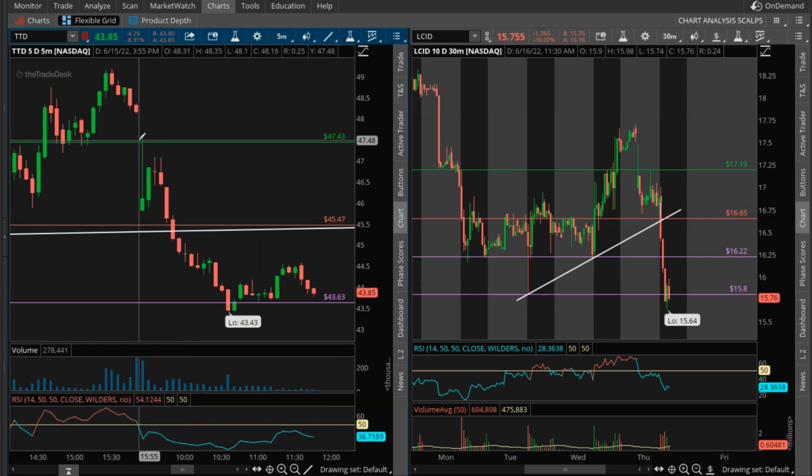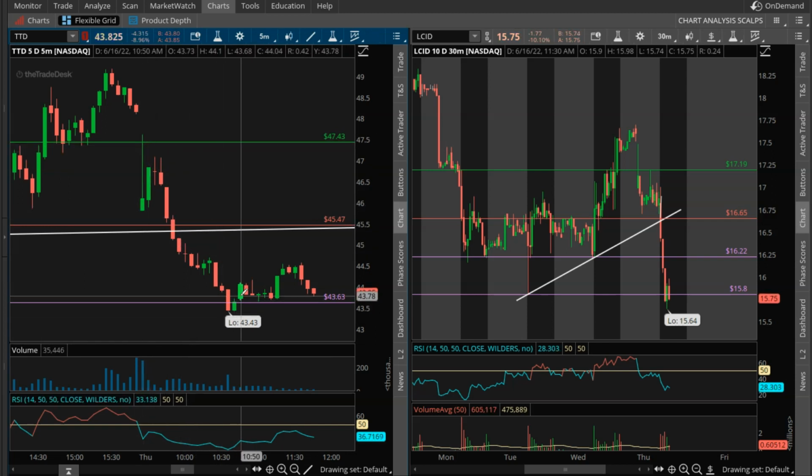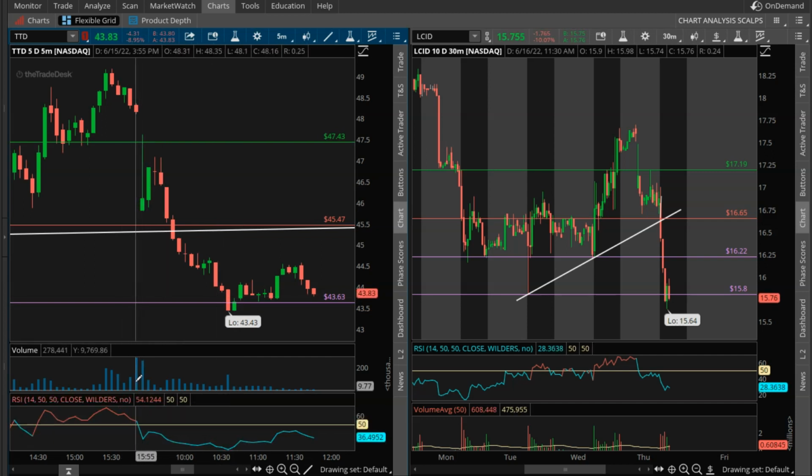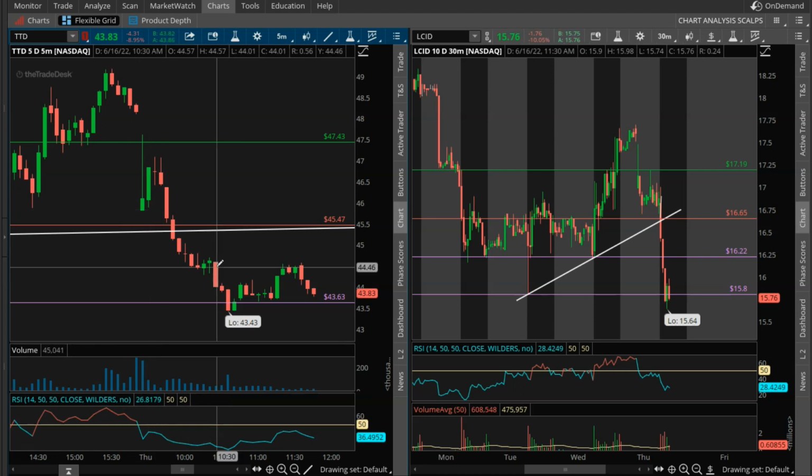And then if you would have bought here and then held all the way down to target 1, it was even better. So once that RSI lost the 50 momentum, we had increased volume leading the sell-off, and this was a great play on TTD going to the downside.